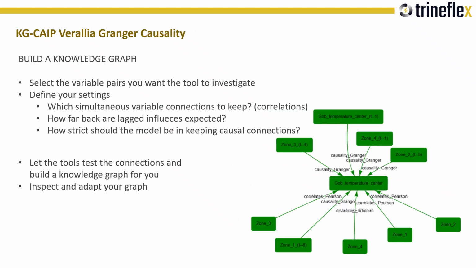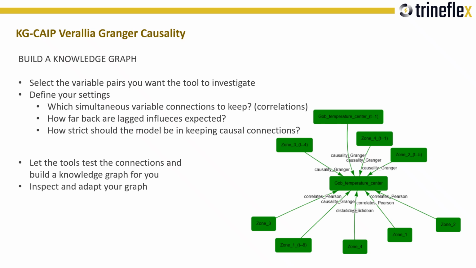Once the data is chosen, you can build your knowledge graph. This starts by selecting variable pairs that you think might have a causal connection that you want the tool to test. The tool tests for two kinds of connections, for simultaneous connections and for connections which are lagged. So for example, zone 1 temperatures will influence scope temperatures with quite a big delay.